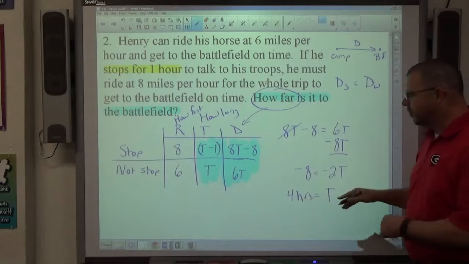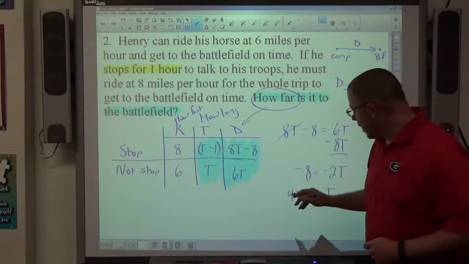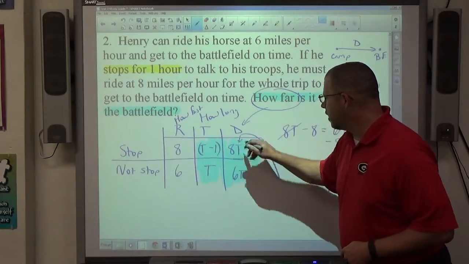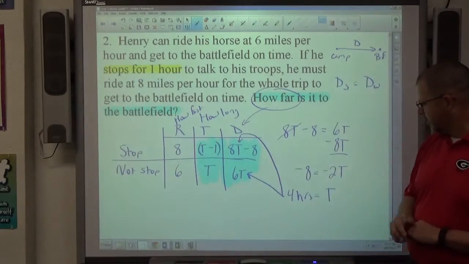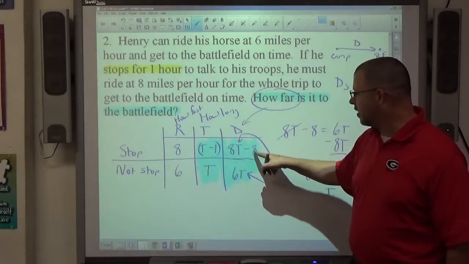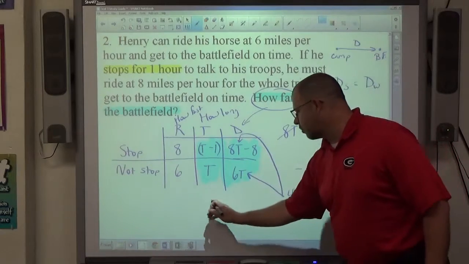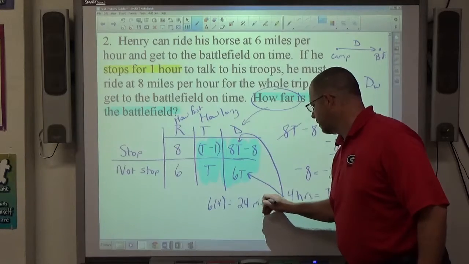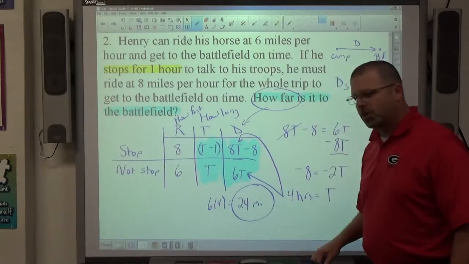So I figured out t equals 4 hours is exactly right, but what I have to do with this 4 hours then is substitute it in either here or here, since the distances are the same regardless. If I put 4 here, I get 32 minus 8 is 24. 6 times 4 is 24. That's the correct answer to the question they're asking.